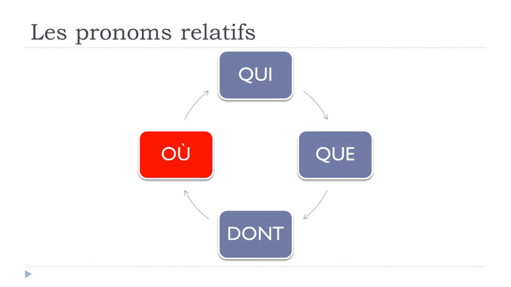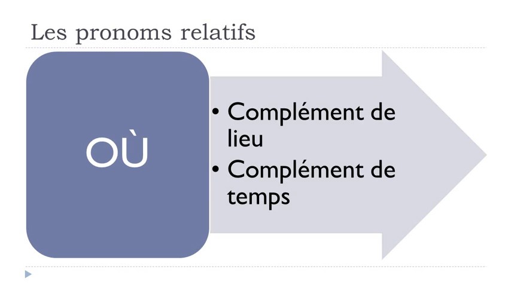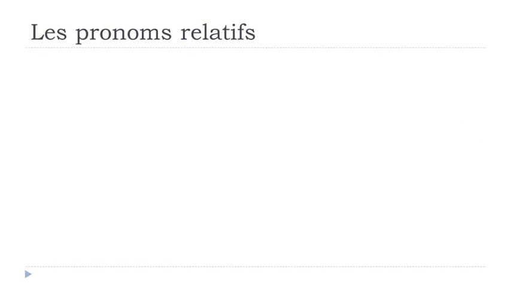Okay, and then où, the last one for this lesson. Où, well, you've got two options. Whether you will use this où to replace what we call complément de lieu. Lieu is a place. Or then you will use it to replace un complément de temps, temps, time. Let's see first if we want to replace complément de lieu.